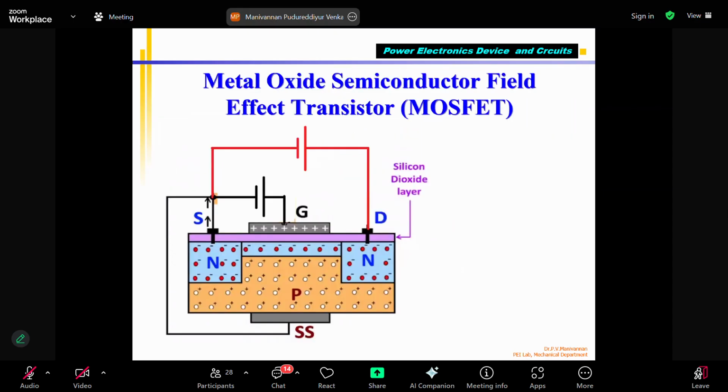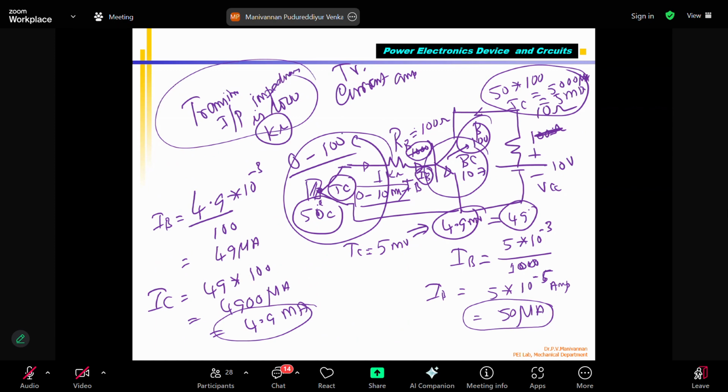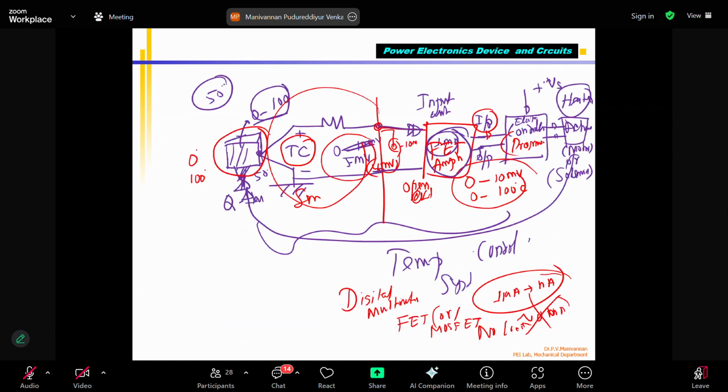Any doubt? Sir, FET and JFET are the same, na? FET, yeah, the correct name is junction field effect transistor. Many times people just say field effect transistor.